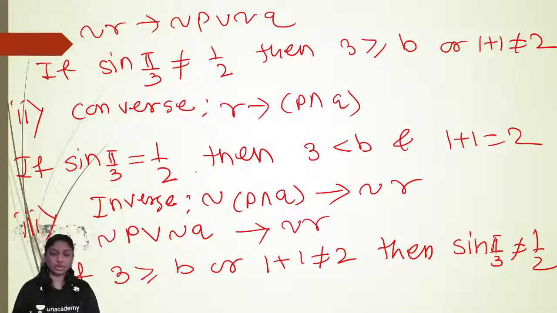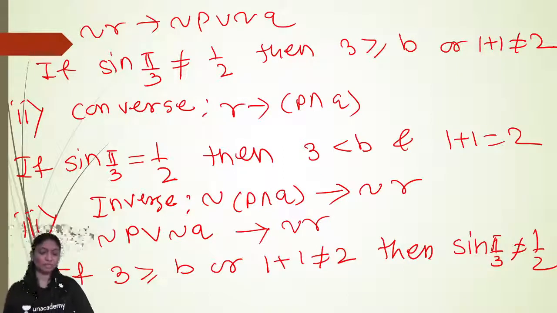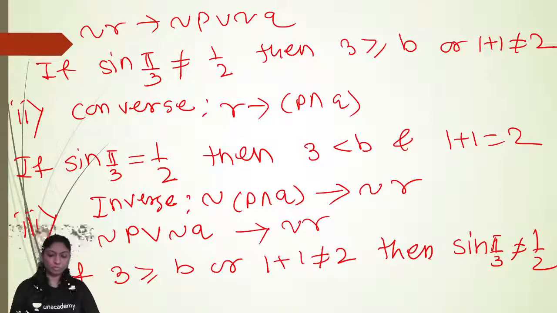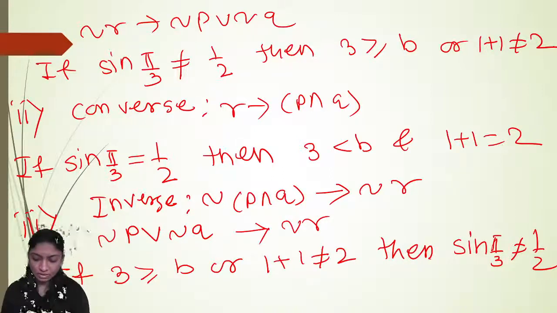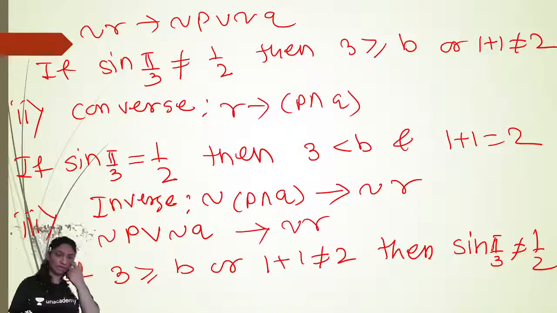So converse, inverse and contrapositive, how to write? I think all of you are getting it. How to write the converse, inverse and contrapositive of the given symbolic form. Or if it is given only in sentence form, first of all it is converted into symbolic form and then you get it converted again by using that symbolic form.